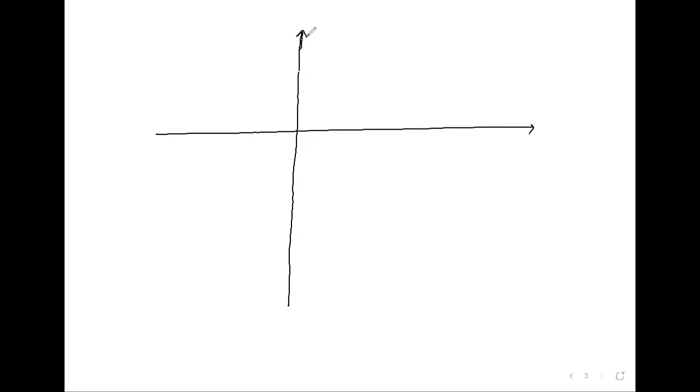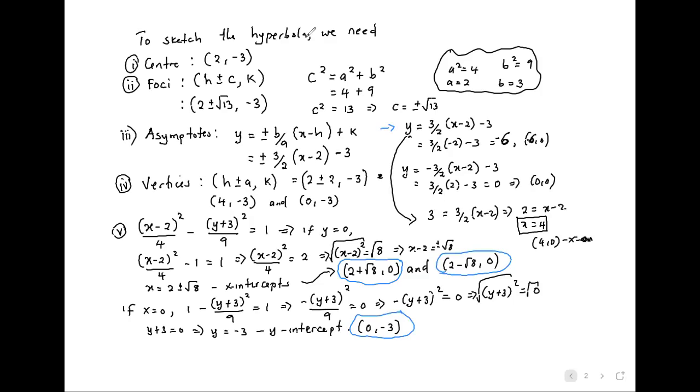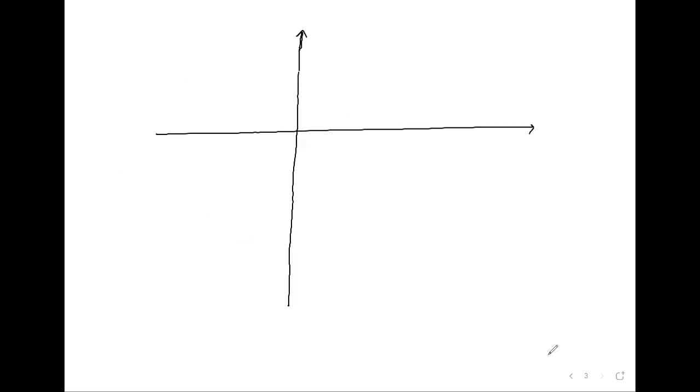Okay, so we said the vertices are what? What were the vertices? So we check. We had the center, then vertices. If you check the center, we have 2 comma negative 3. Let me put 2 here, comma negative 3. This is our center. What else? Then the vertices, we have 4 comma negative 3 here. We also have 0 comma negative 3 here, like that.